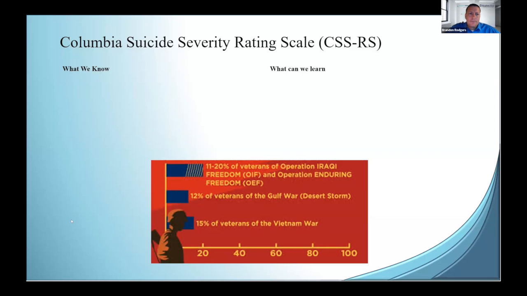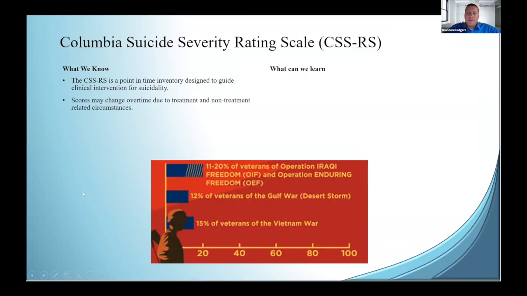And let's talk a little bit about, what do we know about the Columbia Suicide Severity Rating Scale? It's a point in time, so it doesn't reflect a long duration of care. You're taking it as a point in time, and that's the assessment of the person at that moment. And it helps to guide clinical intervention for suicidality. So how are we going to bring that person into some crisis care, and what do we need to focus on to start with? They might change over time due to treatment and non-treatment related circumstances.